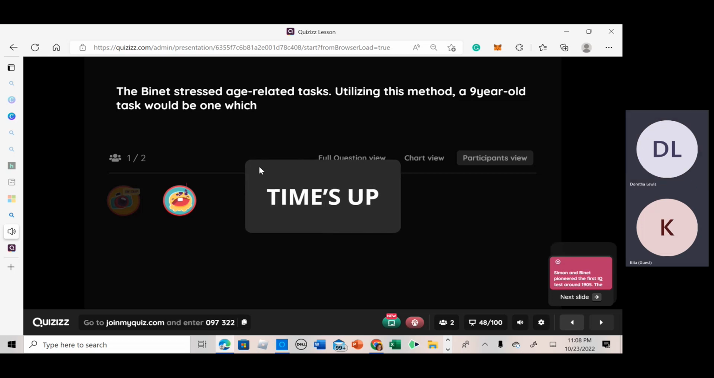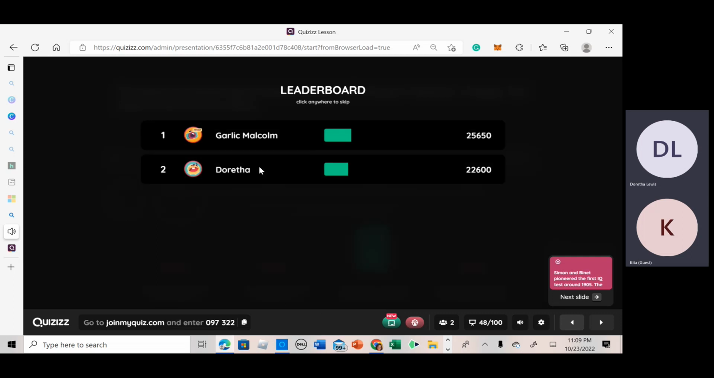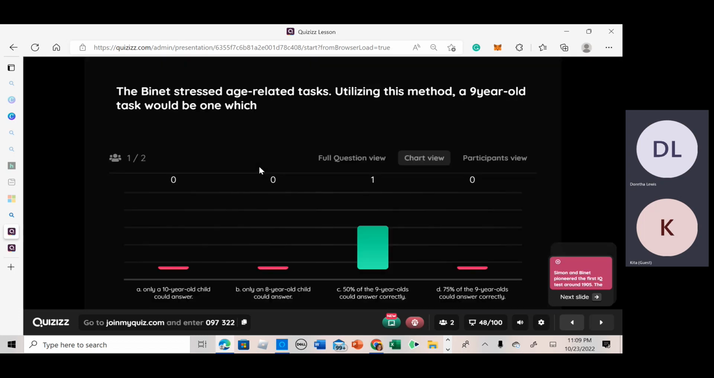Binet stressed age-related tasks. Utilizing this method, a 9-year-old task would be which one? D, 50% of the 9-year-olds could answer correctly. A 9-year-old task was defined as one in which one half of the 9-year-olds could answer successfully.